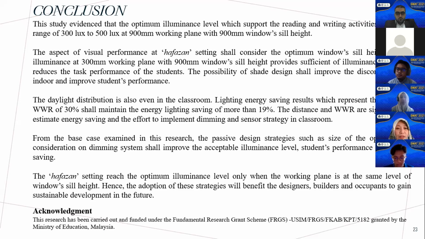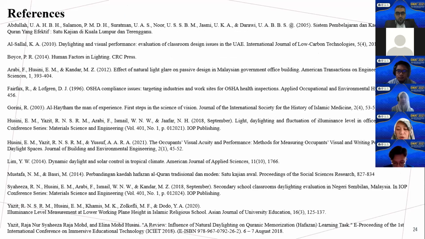Meaning that at the end of the day, even though the students found that the level of 300 mm is the best, the sufficient daylight also gives a good daylight distribution at the 900 mm level of the table. So by that, thank you from me. Alhamdulillah, we have finished this investigation and also the research for this topic.